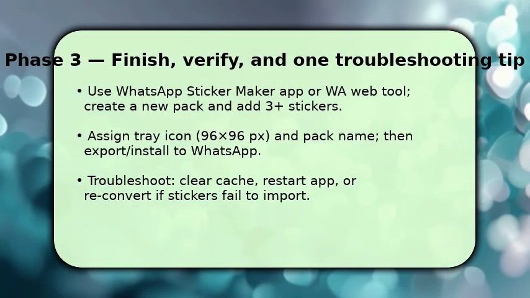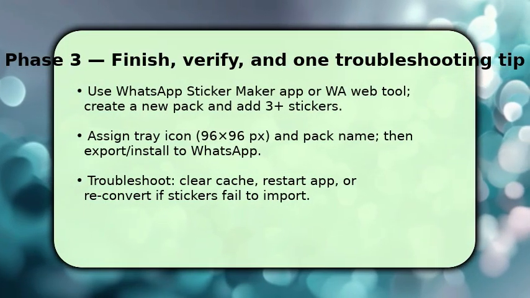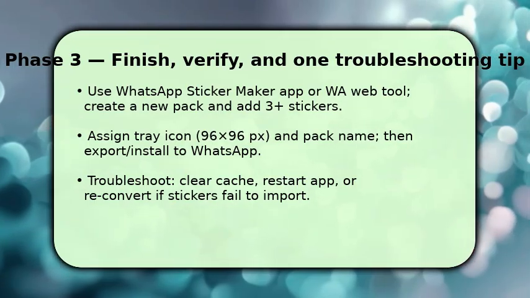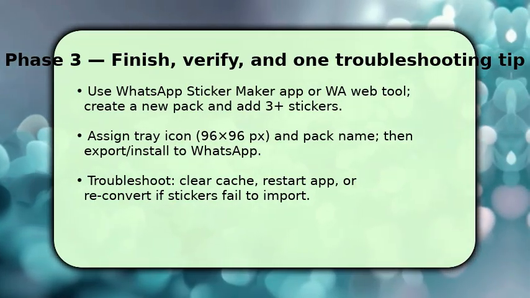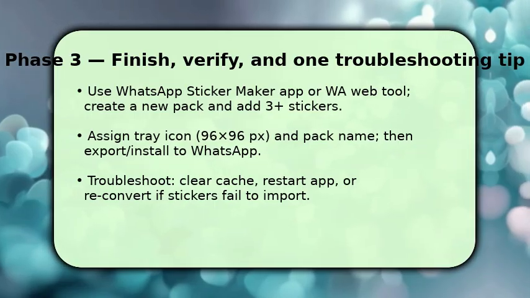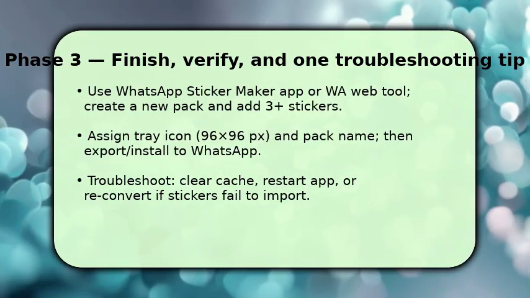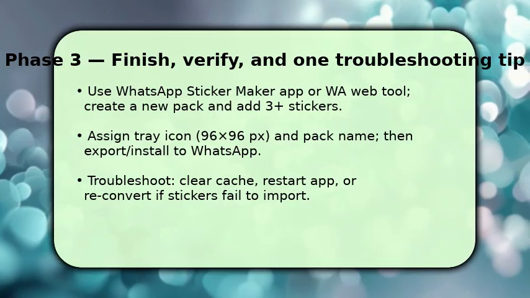Install a reputable sticker maker app, create a new pack, and add at least 3 stickers. You'll also set a 96 by 96 px tray icon and a pack name. Once added, press Add to WhatsApp and open WhatsApp to confirm they appear in your stickers panel.